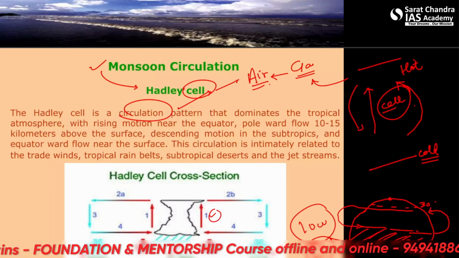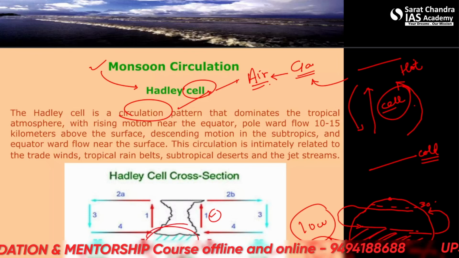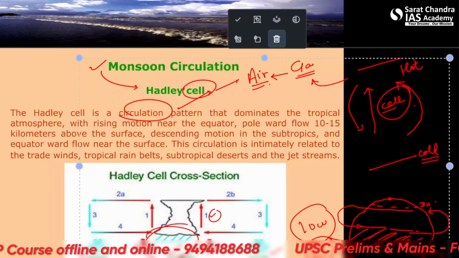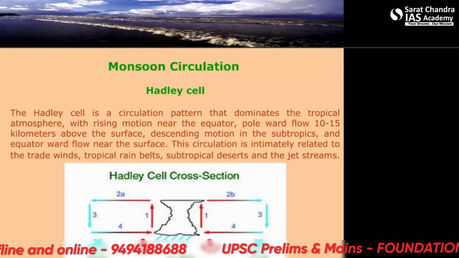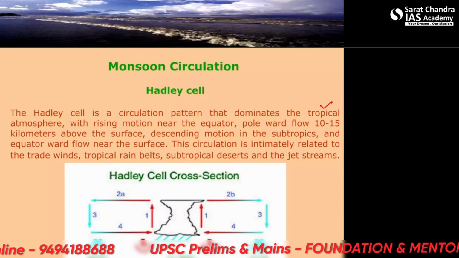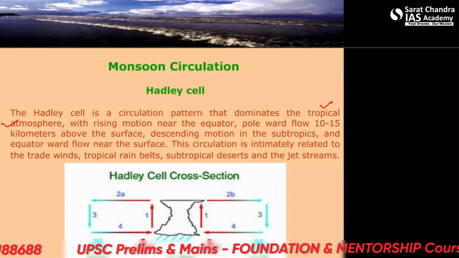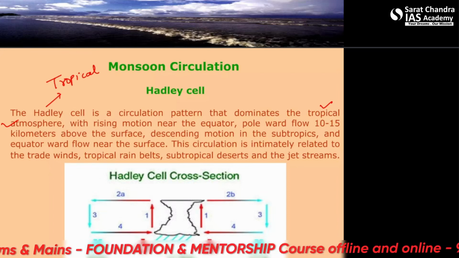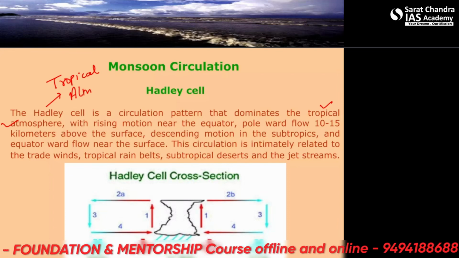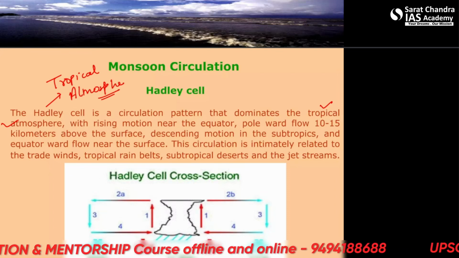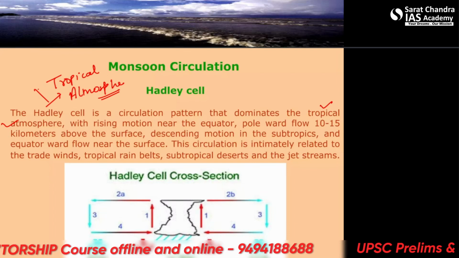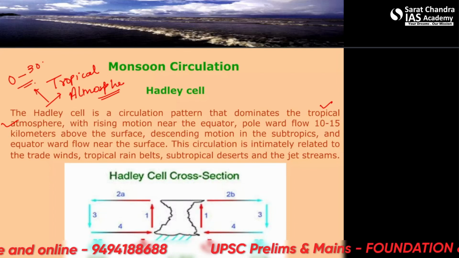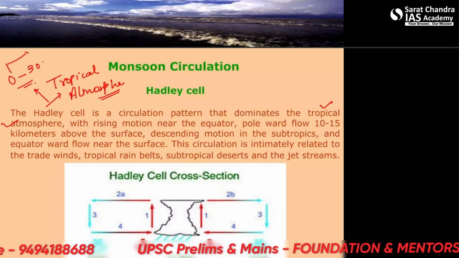And this is the area where it rains, as you can see here. Alright, so let's read about this. Hadley cell is a circulation pattern that dominates the tropical atmosphere. So it is to be noted that Hadley cell is related to the tropical atmosphere, because we are talking between 0 to 30 degrees. Alright, so if we are taking 0 degree at equator, we are talking about the 30 degrees.